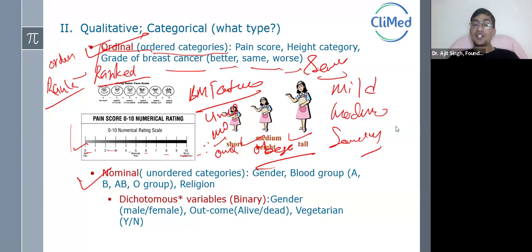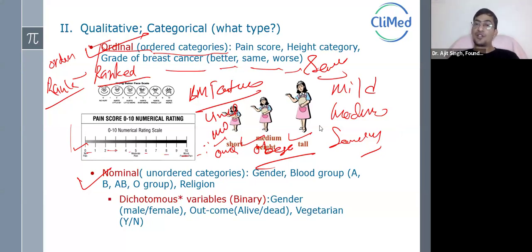There's another type of data called dichotomous data. Dichotomous means there are only two answers. There are categories, but only two categories, and those two categories are also not in order. Remember, dichotomous or binary data is not in any specific order. That's why we call them binary or dichotomous: only two categories are there.